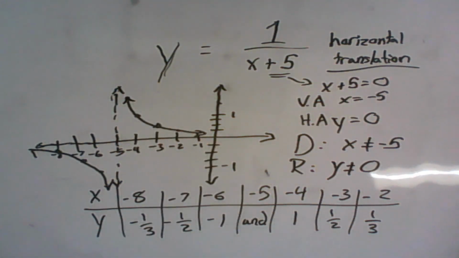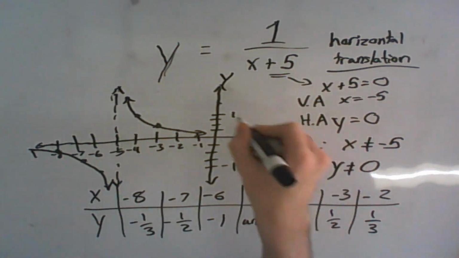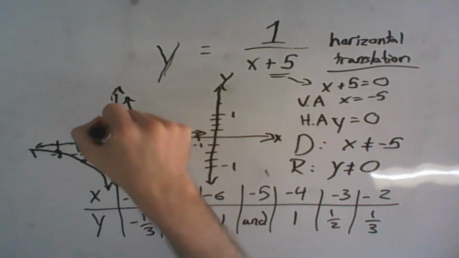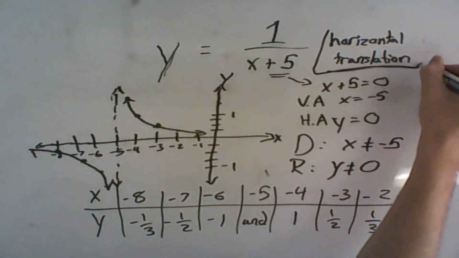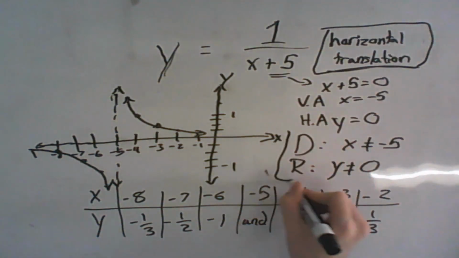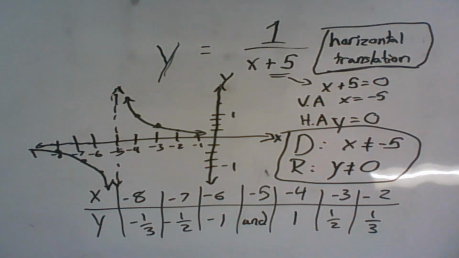And there's your graph. Now the dotted line is crucial because you need to know where your x-axis and your y-axis are, but you need to have a dotted asymptote to know what line you're not crossing. So again, we box this horizontal translation, box our domain and range, and then our graph we just keep there.